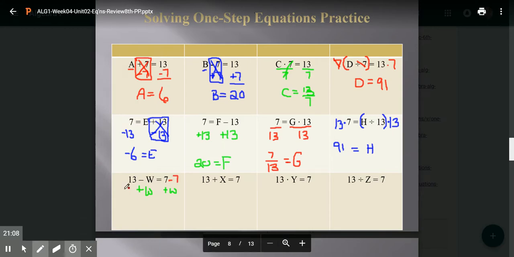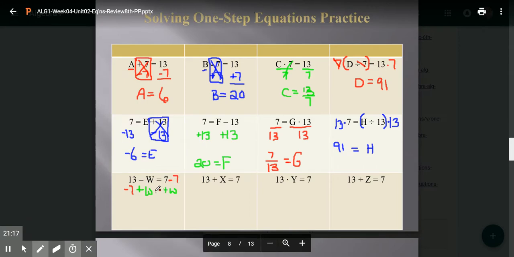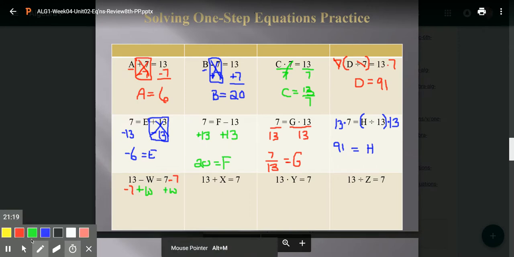So we'll move the 7 to the left and the w to the right. Now doing it this way technically makes it a two-step equation, but it can be done other ways as well. But I just want to highlight and show you what's going on here.